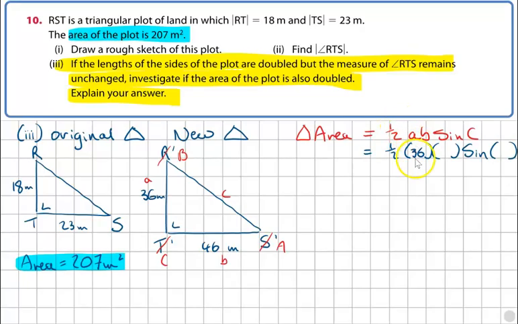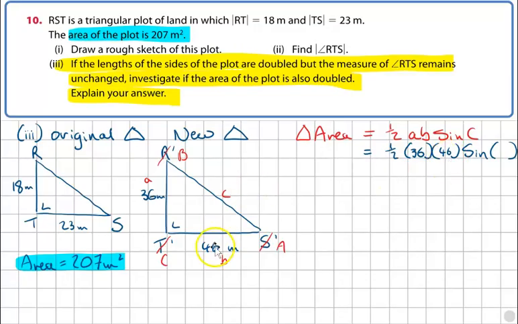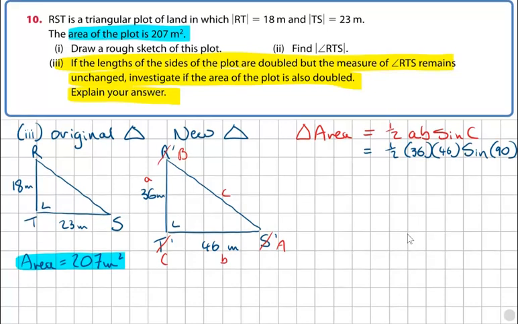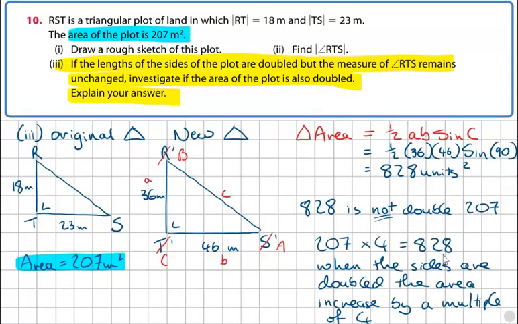So lowercase a becomes 36. That came from here. Lowercase b becomes 46. That came from here. And the C becomes 90, because we know already that this angle is 90. Into the calculator. And we get 828 units squared. And 828 is not double 207. 207 times 4 gives us 828. So when the sides are doubled, the area increases by a multiple of 4.